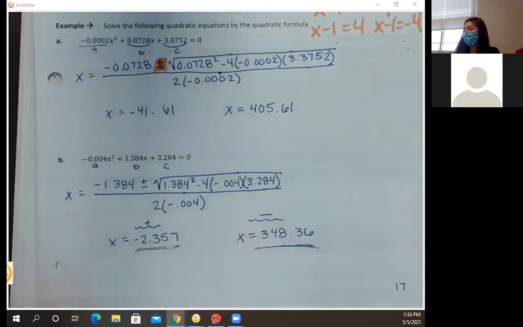Okay, that's where we're going to stop for today. No new homework. Tomorrow, we're going to do some more practice with this.